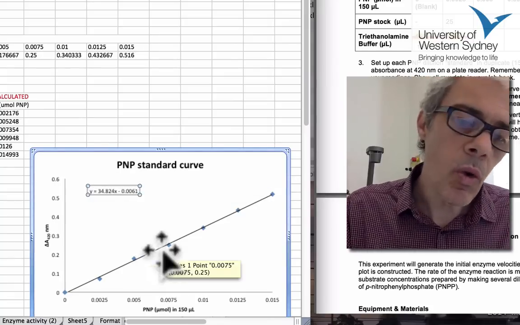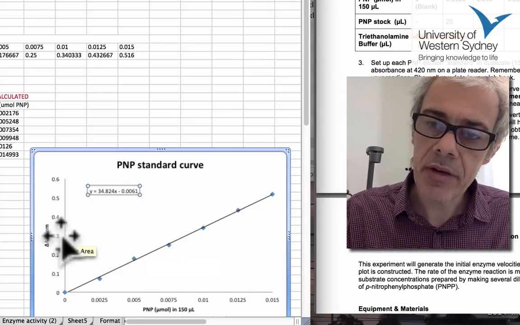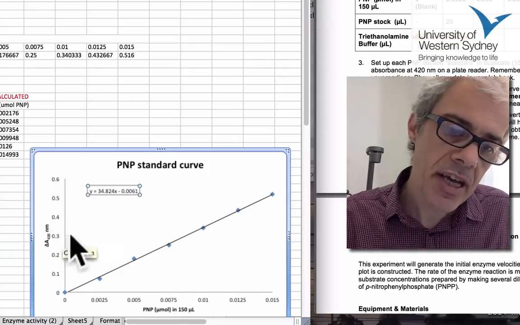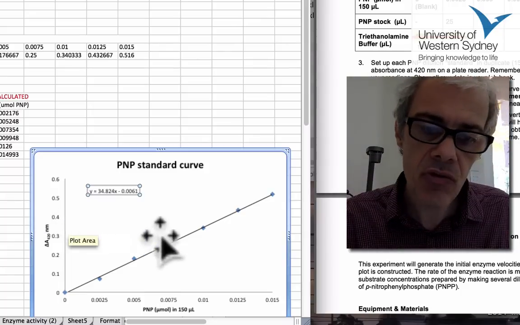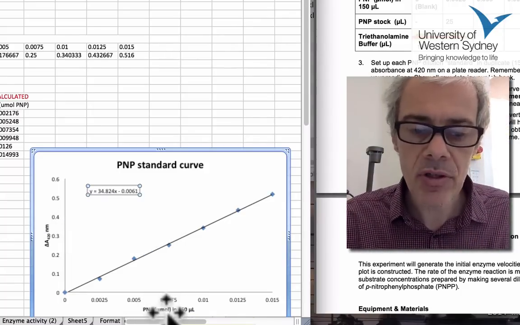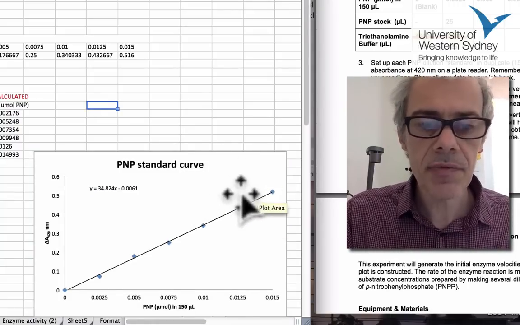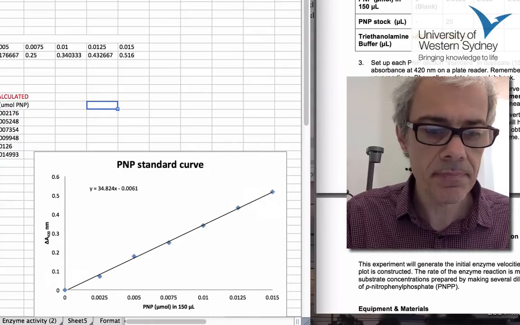So when we do the enzyme assay later and we get an absorption reading from the enzyme assay, we can take that absorption reading here and read off the graph to give the micromole amount of the nitrophosphate. So we need this chart for later on when we're processing our data.